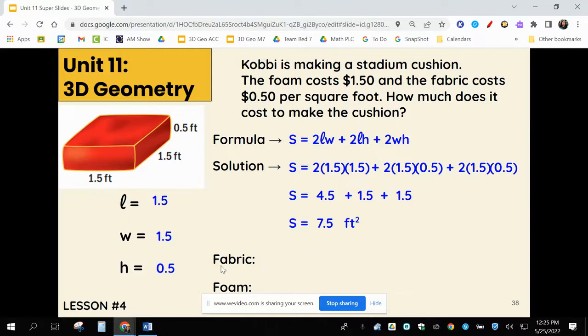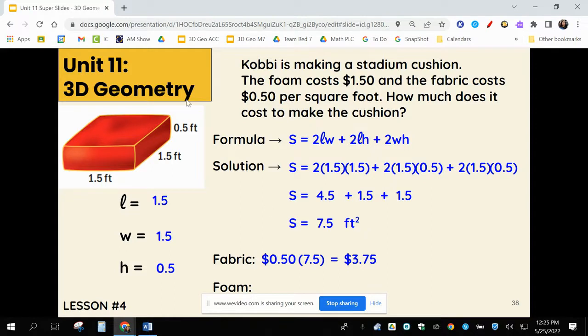Okay, so the cost of the fabric. The fabric costs 50 cents per square foot, and I need 7.5 square feet. So I'm going to take 50 cents and multiply it by 7.5. Go ahead and do that and find the cost of the fabric. 50 cents times 7.5 is $3.75.